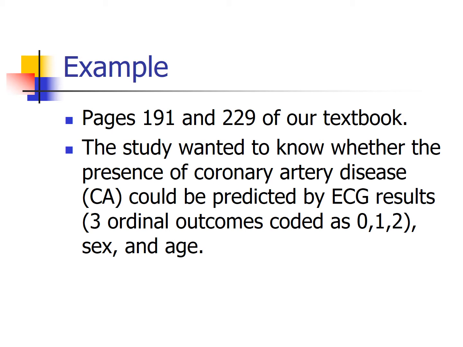I believe it's based off a real-life study. The study wanted to know whether the presence of coronary artery disease, which they abbreviated CA, could be predicted by ECG results, electrocardiogram, which had 3 ordinal outcomes, 0, 1, or 2, as well as sex and age. Age in particular is going to be our continuous variable, and because of that, we're not going to be able to fall back on the usual Pearson deviance goodness of fit tests. We're going to need to implement the Hosmer-Lemeshow tests.